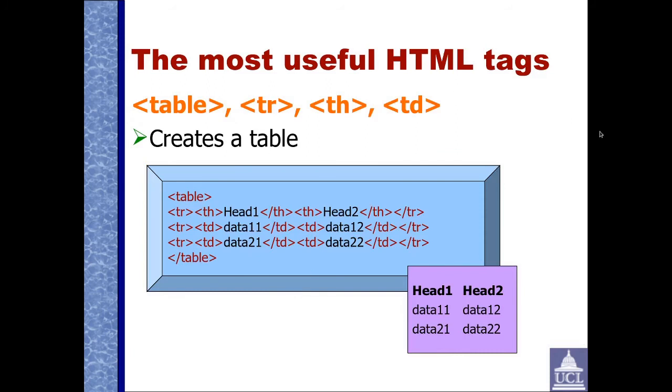Another very useful thing is to be able to create a table, and that's done with 4 different types of tag: table, table row, table header and table data. So here we're starting a table and ending a table, and we've got 3 rows within that table. The first row contains 2 table headers. The second row and the third row both contain 2 table datas. And the sort of output that you would get from that would be that the table headers would be styled somewhat differently, perhaps in bold, and the data would be in a normal font.